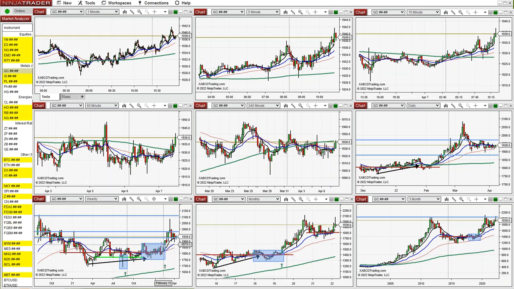What would that mean? That would mean a retest of the midline here, right? And that happens quite often. It's not uncommon that we retest this important support. Now silver looks very similar.